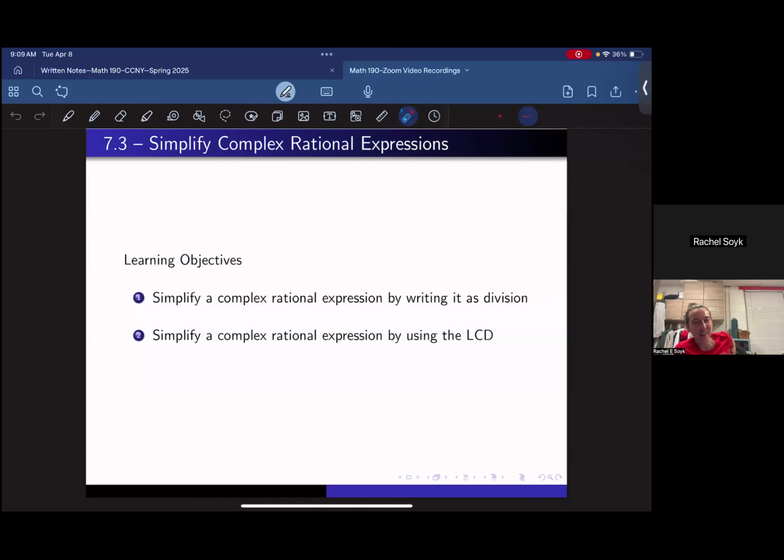Hi guys. So we're going to be covering 7.3, simplifying complex rational expressions today. The learning objectives are being able to simplify a complex rational expression by writing it as division. And then our second objective is to simplify a complex rational expression by using our LCD, which is least common denominator. Synonym for LCD is LCM, which is least common multiple. So let's jump into it. We only have a few examples for this section, so it shouldn't take too long to tackle it.